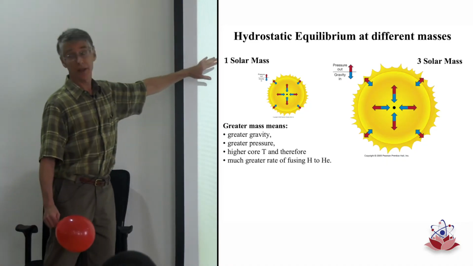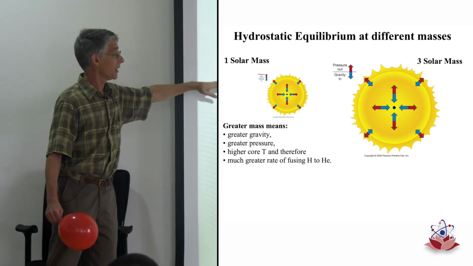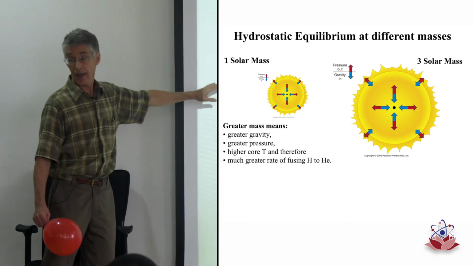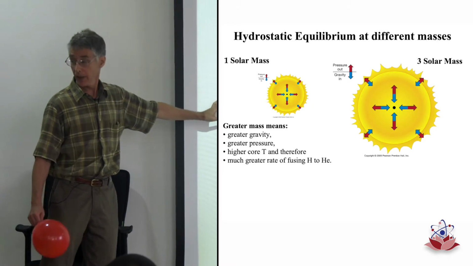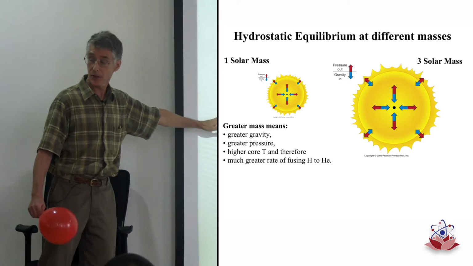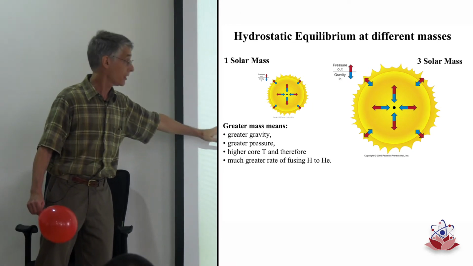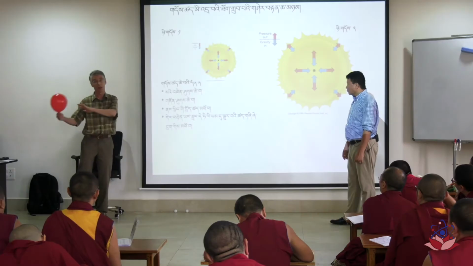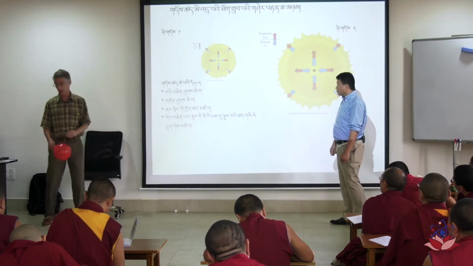So greater gravity or greater mass means then there's more gravity and greater pressure and a higher core temperature, and therefore a much greater rate of fusing hydrogen into helium to produce the energy.